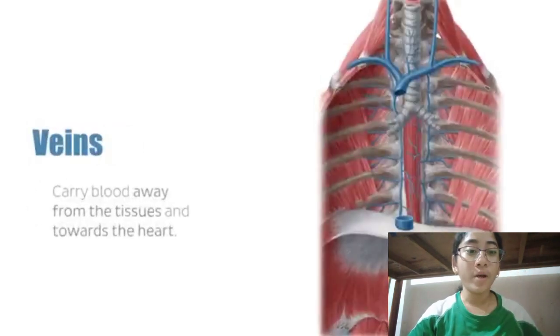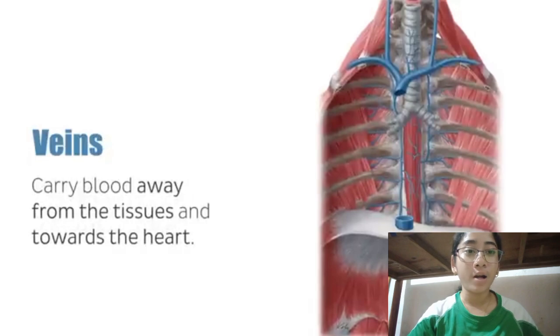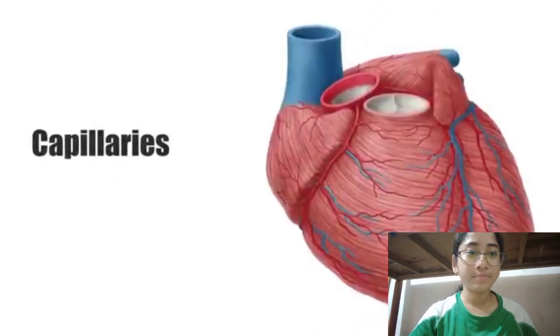Veins carry blood away from the tissues and toward the heart and have thin walls. Their internal lumina is larger than that of the arteries due to the fact that they contain blood under low pressure. They also have valves that prevent the blood from flowing backwards.